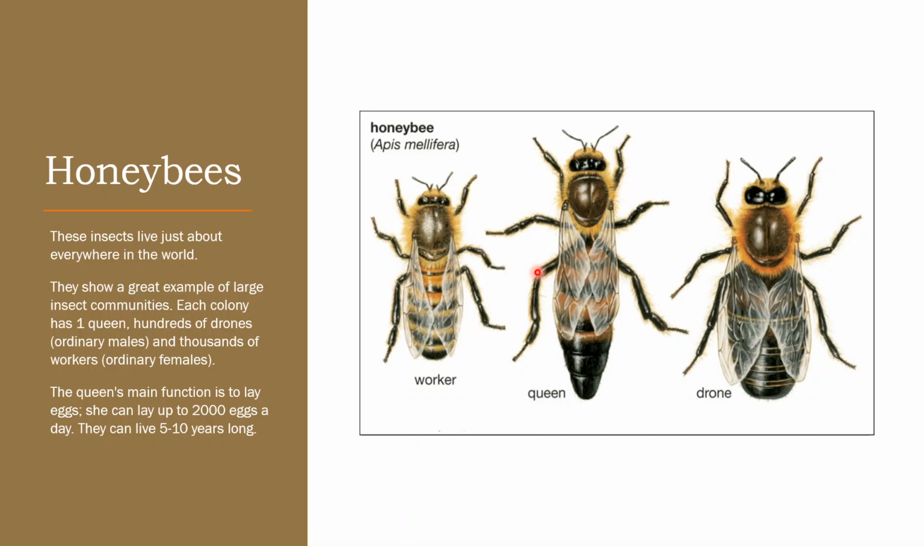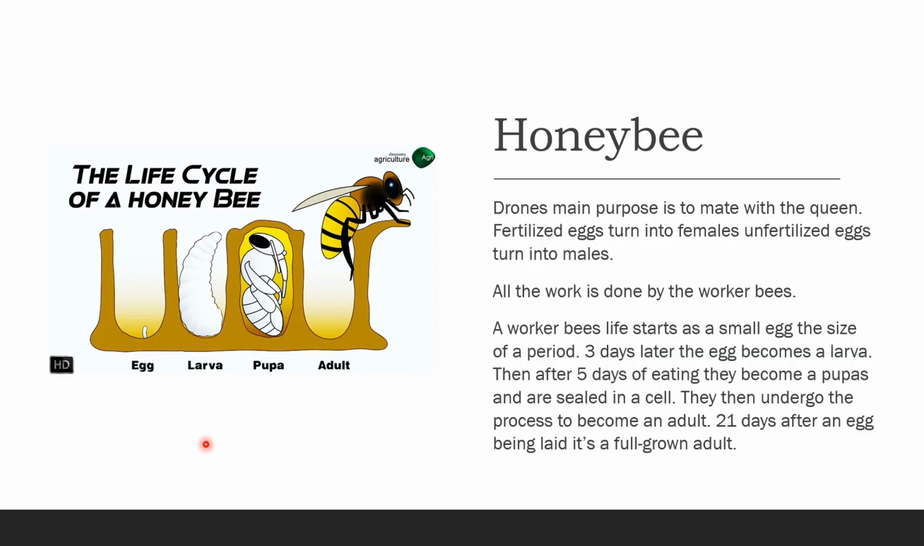She can lay up to 2,000 eggs a day, and queen bees can live up to 5 to 10 years. So somewhere in that range is how long a queen bee can last, which is by far the longest that any type of bee lasts. And we're going to talk about that more in a bit here.